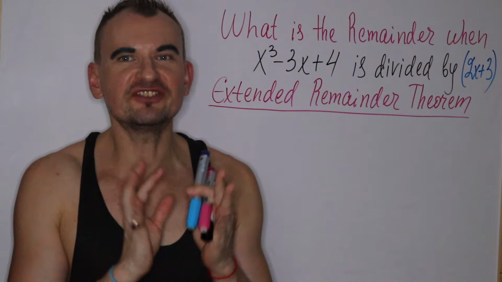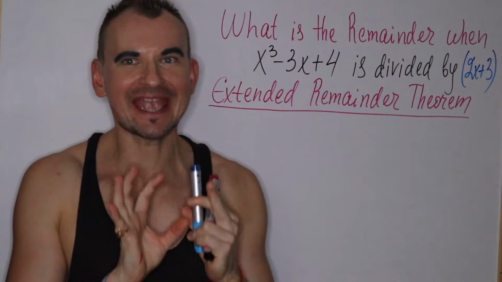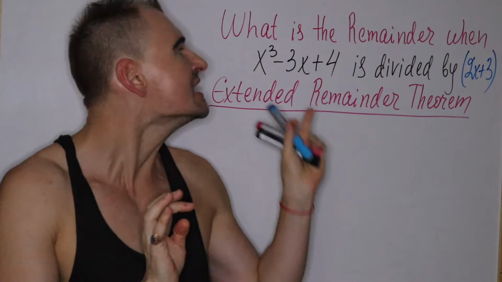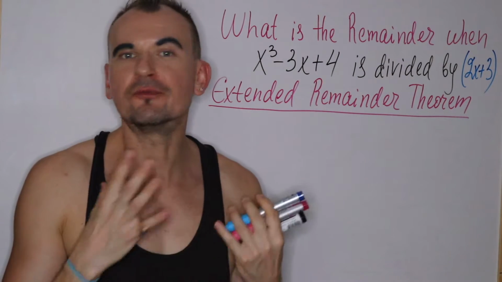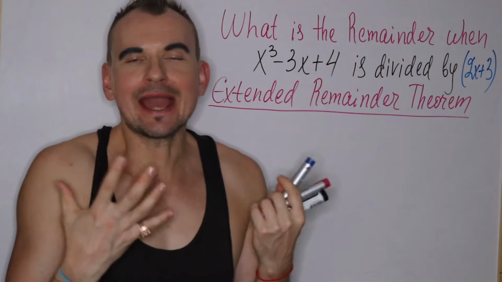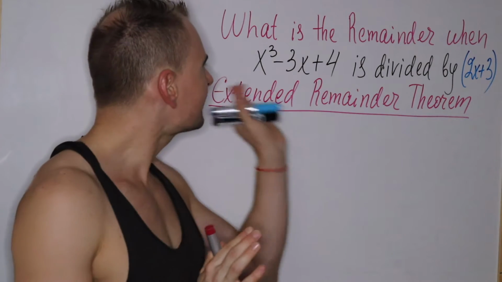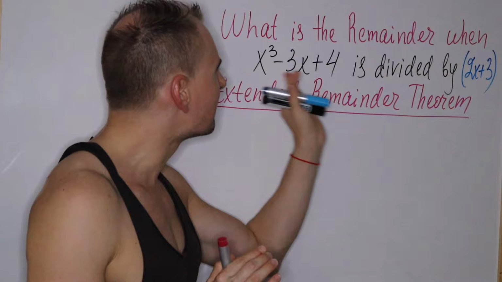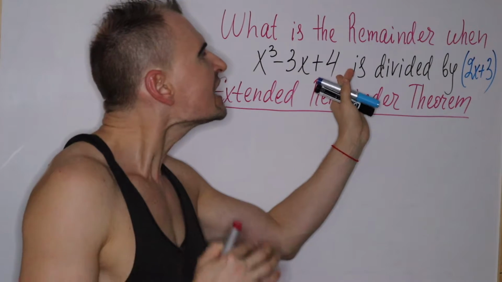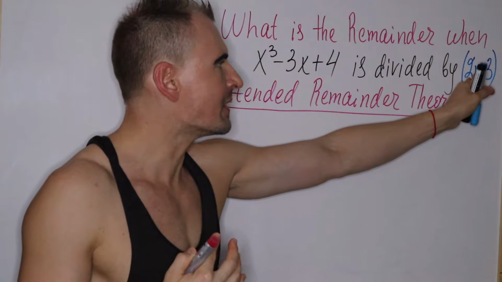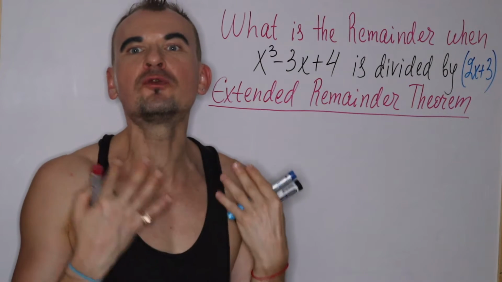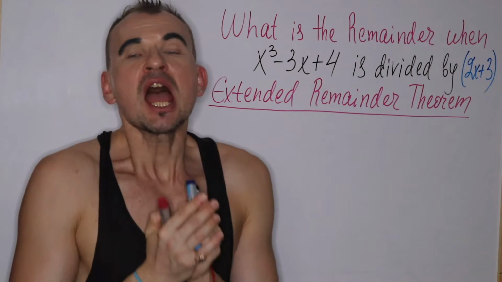Hey guys, in today's video I will show you how to find the remainder when you are given a polynomial which is divided by a monomial in the form of ax plus b. Say you have the polynomial x cubed minus 3x plus 4 which is divided by the linear polynomial 2x plus 3, and you need to find the remainder.